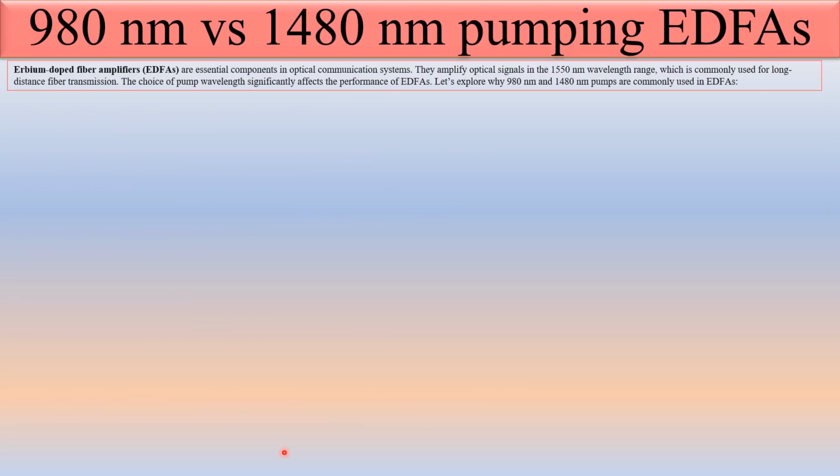So let's continue. Erbium doped fiber amplifiers are essential components in optical communication systems. They amplify optical signals in the 1550 nanometer wavelength range, which is commonly used for long distance fiber transmission. The choice of pump wavelength significantly affects the performance of EDFAs. Let's explore why 980 nanometer and 1480 nanometer pumps are commonly used for EDFA.